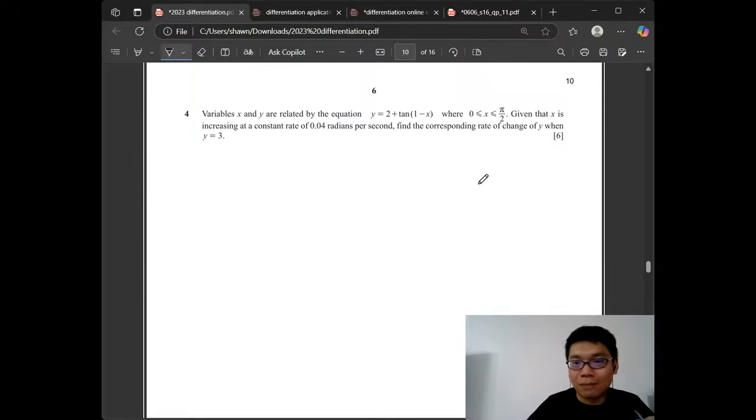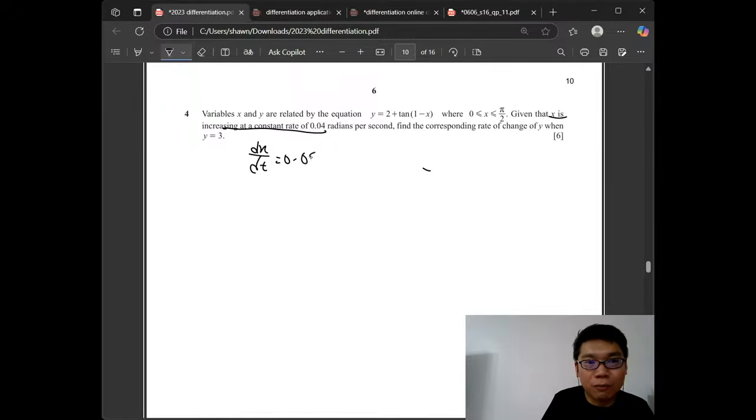Next question is about the rate of change. Why? Because the question gives you an equation that says x is increasing at a constant rate of 0.04. So make sure you write dx/dt equals 0.04. And then find the rate of change of y, meaning dy/dt equals how much. You need to remember, for rate, you must use the chain rule.